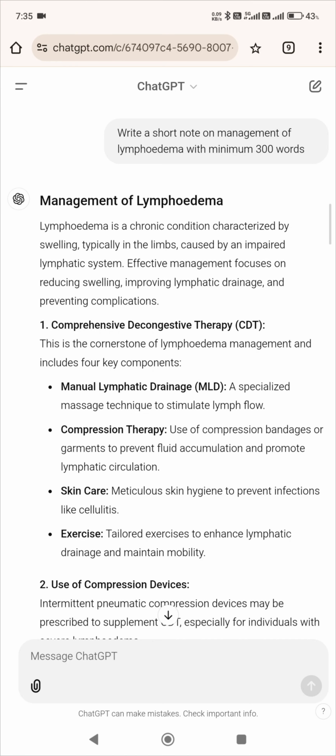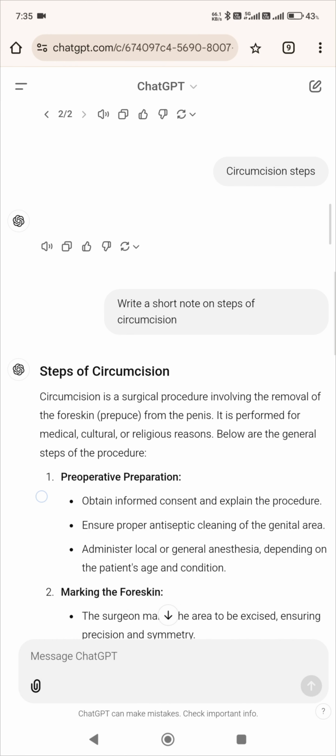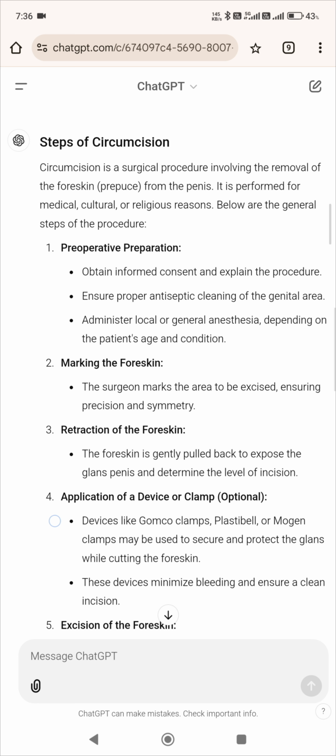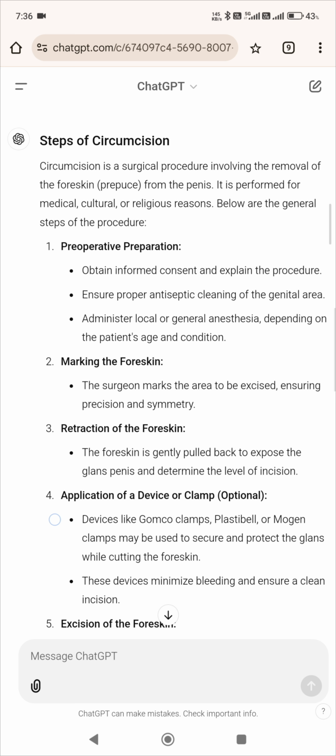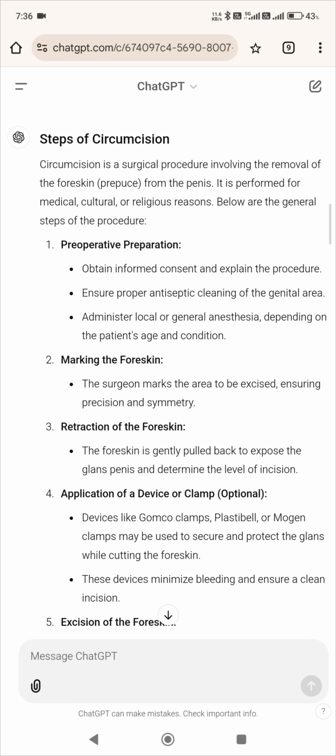Steps of circumcision. Circumcision is a surgical procedure involving the removal of the foreskin, prepuce, from the penis. It is performed for medical, cultural, or religious reasons. Below are the general steps of the procedure.